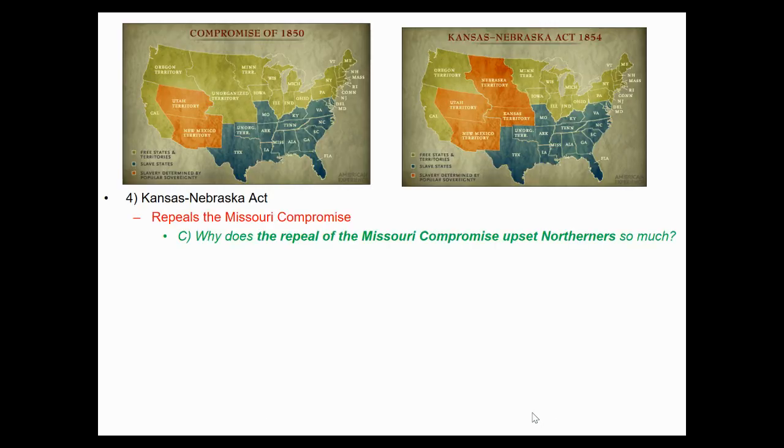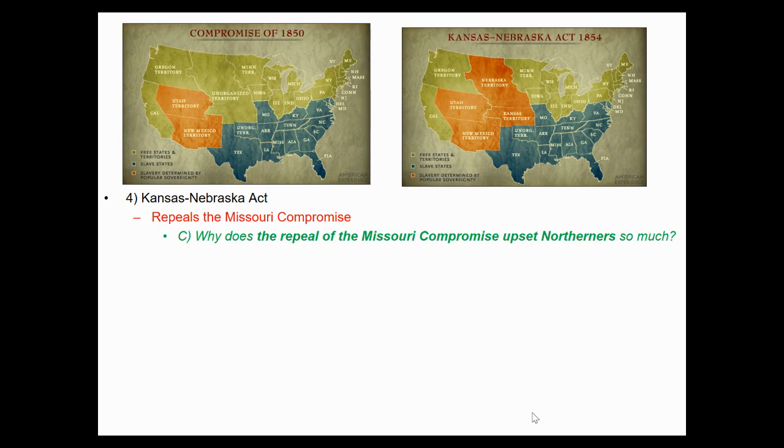Now, the Kansas-Nebraska Act. Right. What the Kansas-Nebraska Act does is, in the upper left-hand corner, that's the Compromise of 1850. And the Kansas-Nebraska Act repeals the Missouri Compromise, meaning it allows slavery in the unorganized territory, or the Louisiana Territory, above 36°30′. And you can see the difference between the map on the left, where the unorganized territory in the center of the country is green, and the map on the right, where all of a sudden it's become orange.